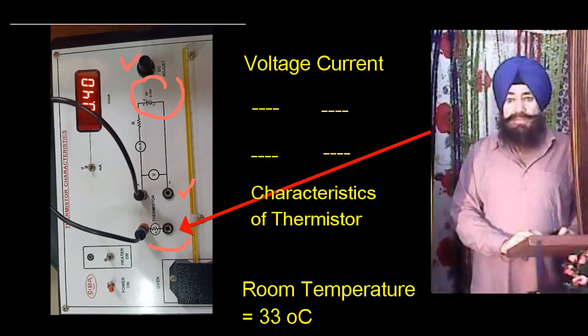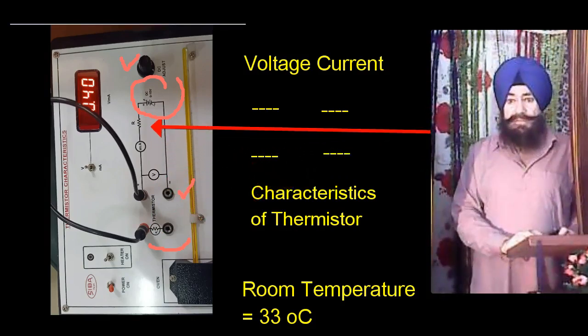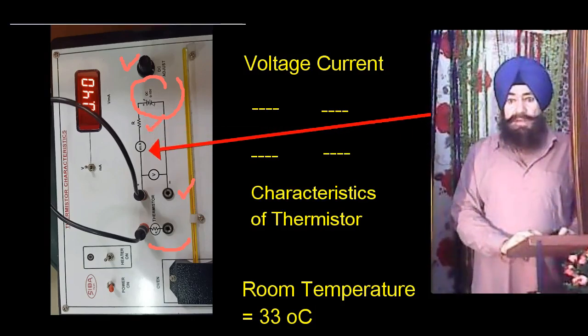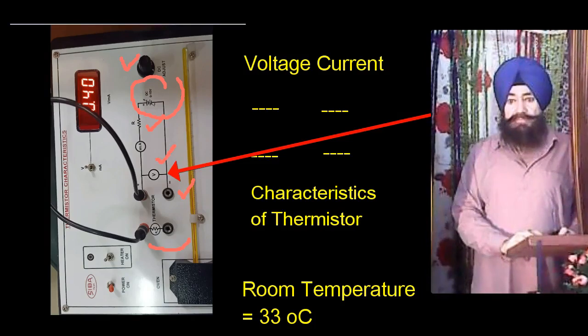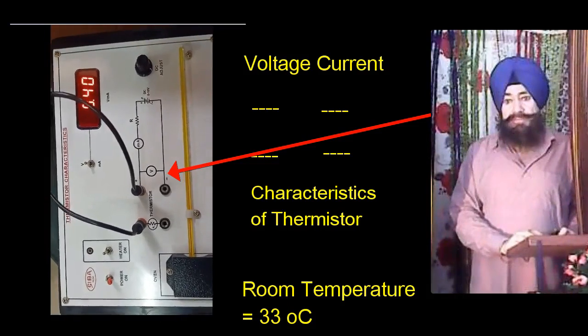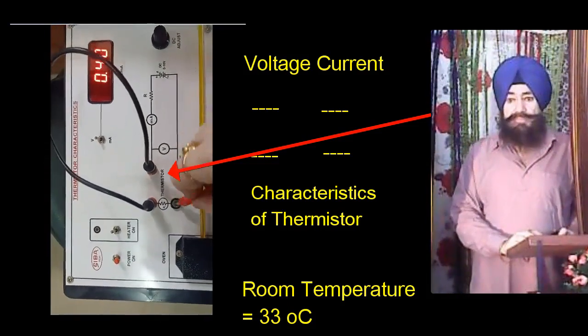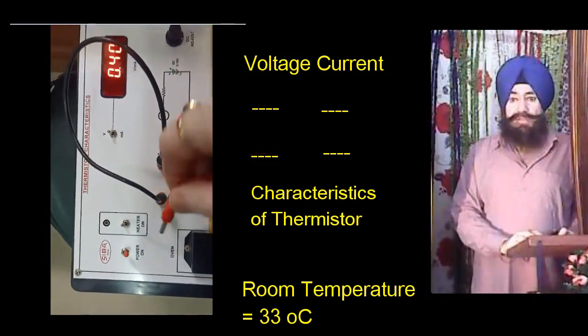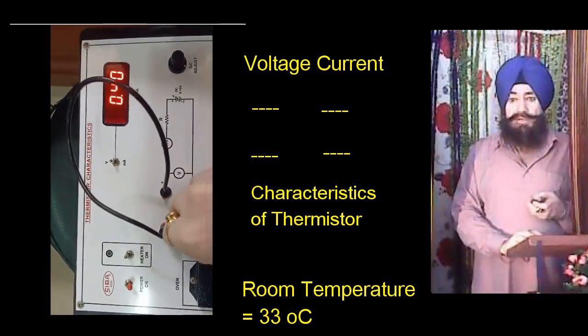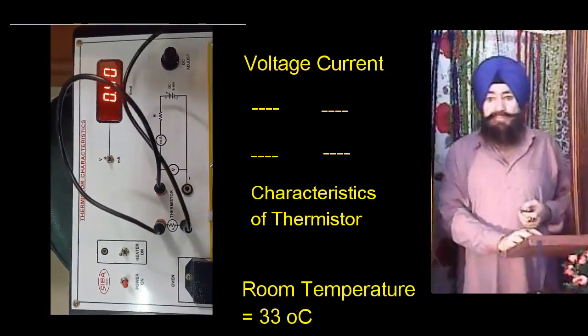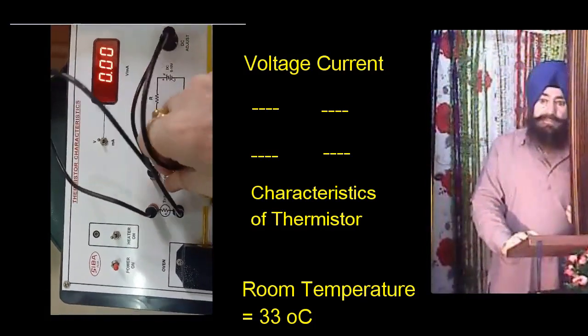In series with the thermistor, there is a resistance R, this one, and a milliampere meter. And across the thermistor, what is voltage? Across the thermistor, there is a voltmeter in parallel to the thermistor. So these are the connections. So second end of the thermistor is connected now. Second end of the thermistor is connected to the voltage.